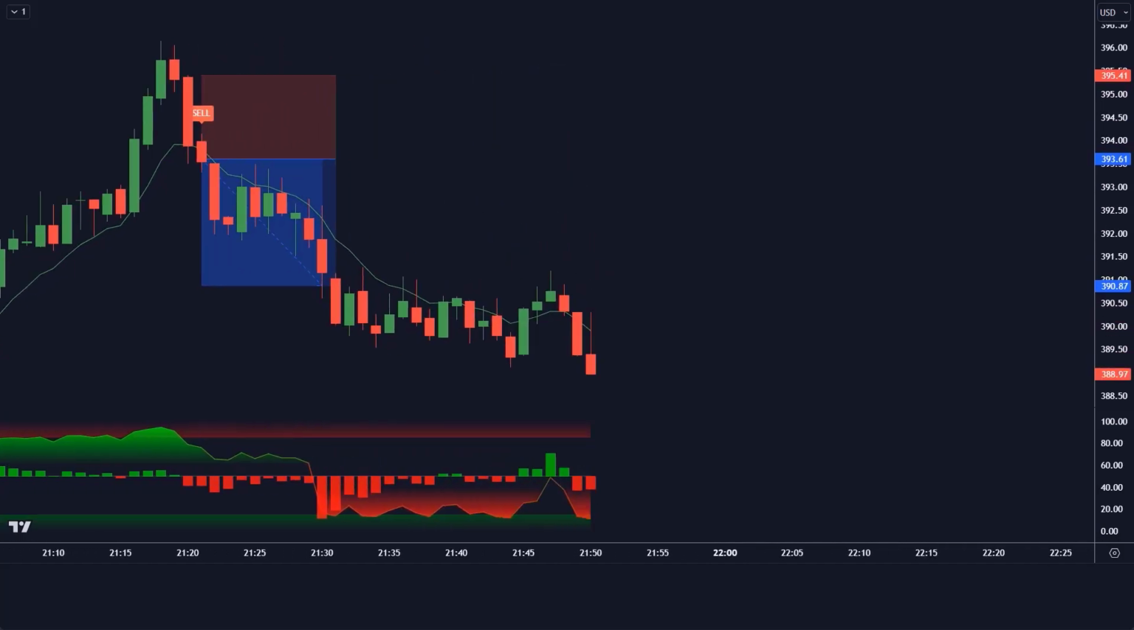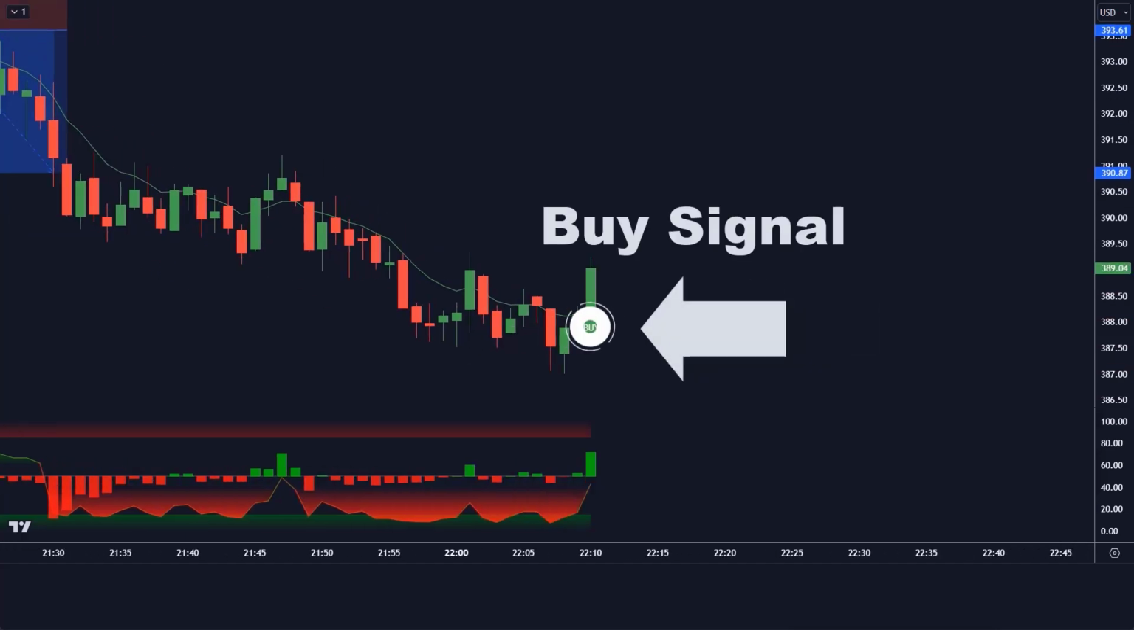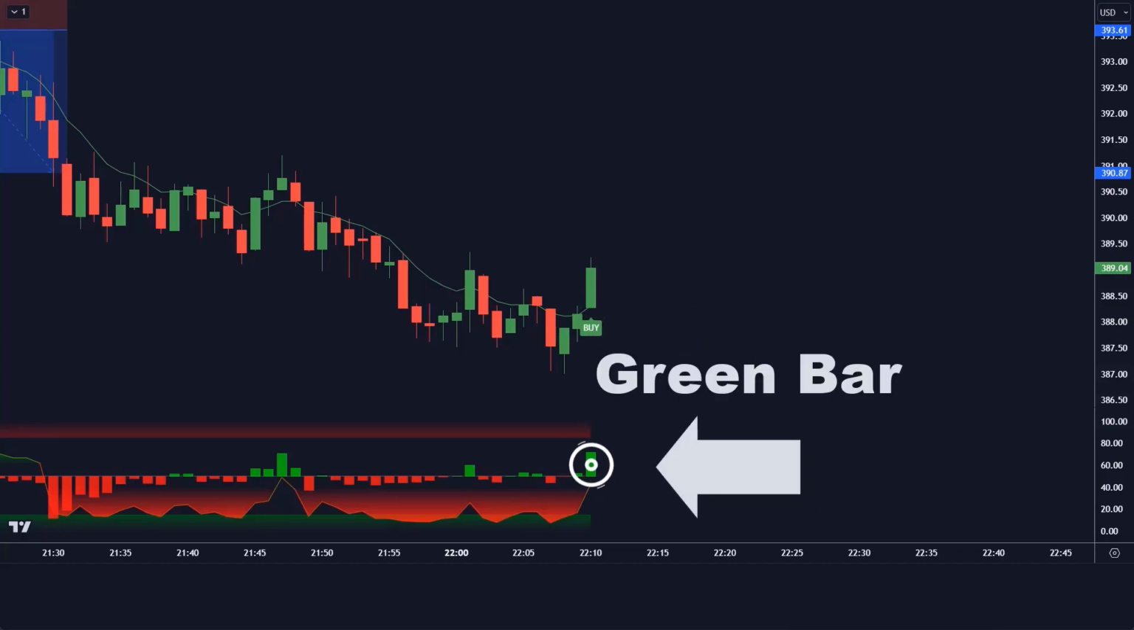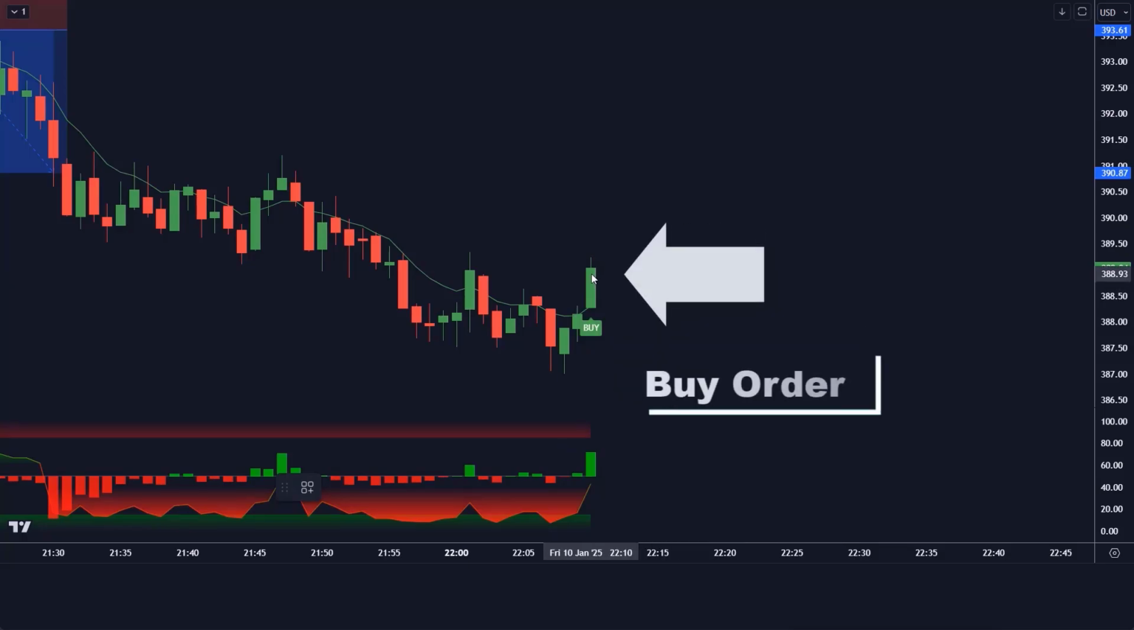Let us now understand the long position. When the buy-sell by Prakash indicator gives us a buy signal, the market structure oscillator should be a green bar, and the market forms a bullish candle. If this condition is fulfilled, then we will place a buy order.